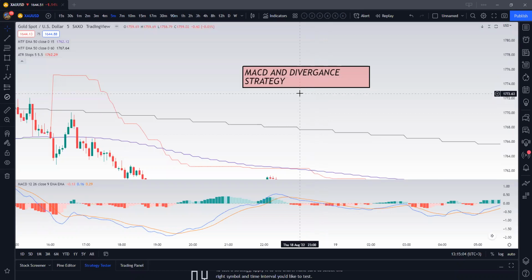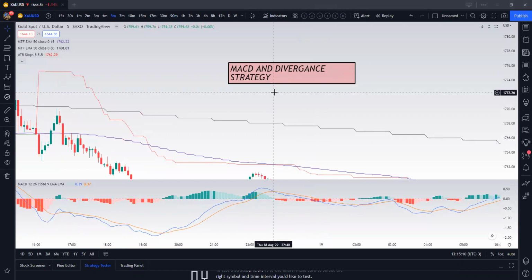This strategy is called the MACD and divergence strategy. It's a very good strategy. It has about a 60% winning rate. It can be better if you optimize it and modify it well and use it on certain timings, certain pairs. So you could basically use it however you want. And now let's begin teaching it.